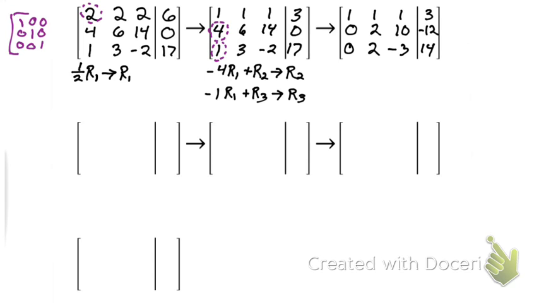Someone want to tell me what I have to do next? What is my next step? I'm done with that column. I need to move to the next column. What am I trying to do in the next column? Fritz. Make the 2 in the middle a 1.